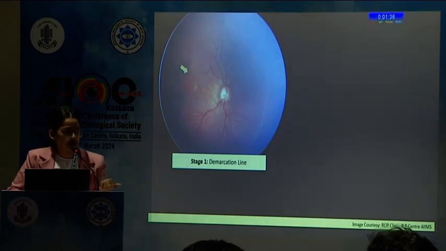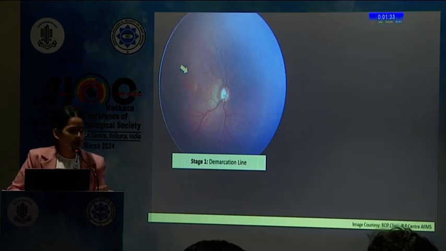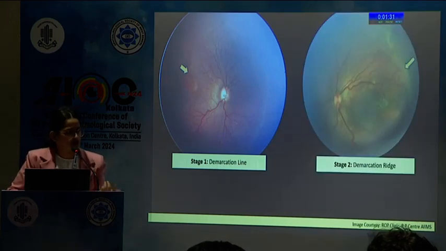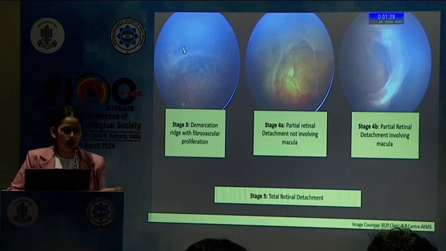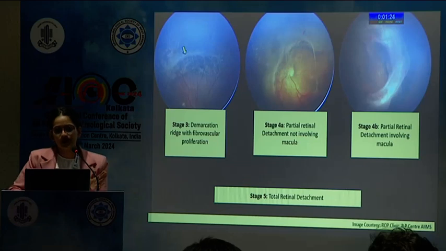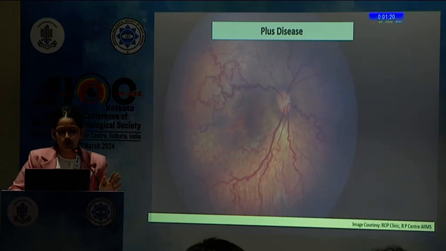So in stage 1, you see a demarcation line. Once this demarcation line gains some width and height, it becomes a demarcation ridge in stage 2. In stage 3, the demarcation ridge is accompanied by another friend, which is a fibrovascular proliferation, and it progresses to retinal detachment in stage 4, 4A and B, and then stage 5 is total retinal detachment.